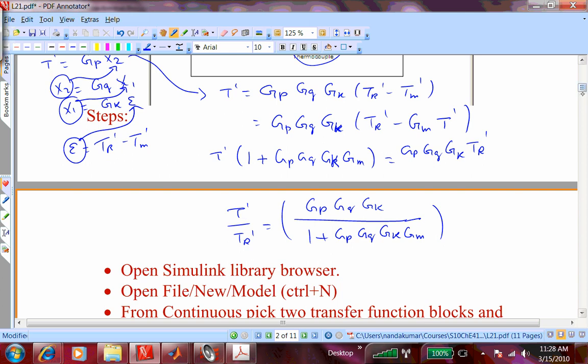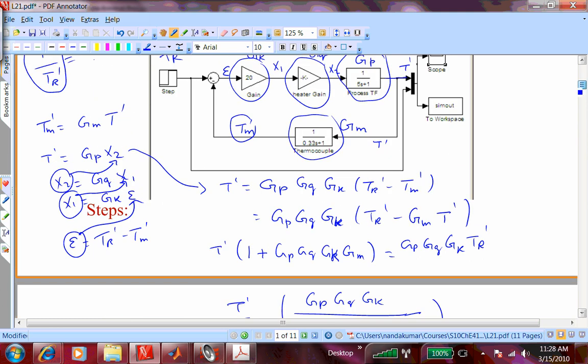Okay. Now, this product of Gp, Gq, Gk is nothing but the product of this, this, and this. And that is called the open loop transfer function. So if I cut the feedback, okay, then the relationship between T prime and Tr prime is what?